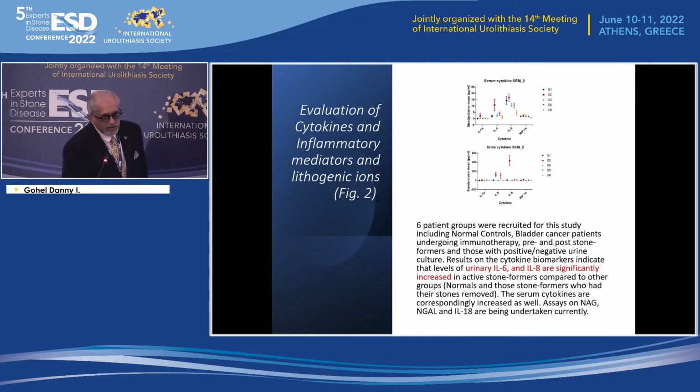With the cytokine studies, it was quite interesting what we saw. You'll see this is group 2 up here. The normals are all at the baseline down here. And group 2 and group 3, that is the active stone formers and stone formers after having the stone removed, still have some inflammatory markers showing up both in the serum, we did the blood also, and the urine sample as well.